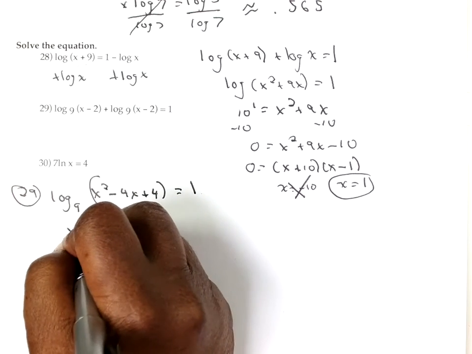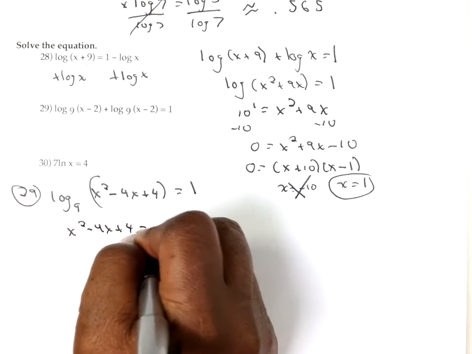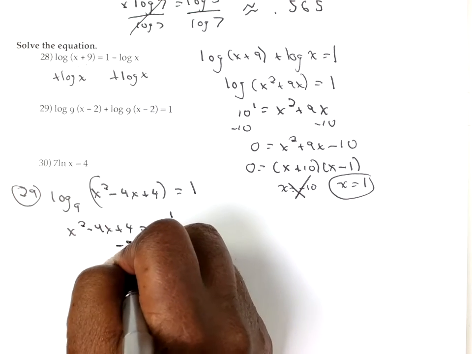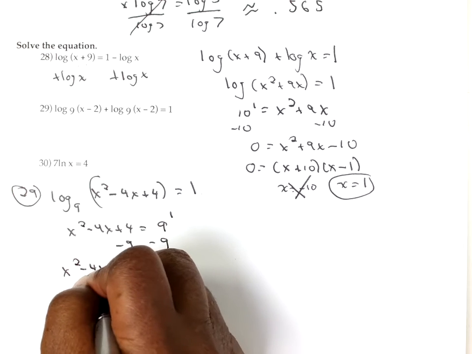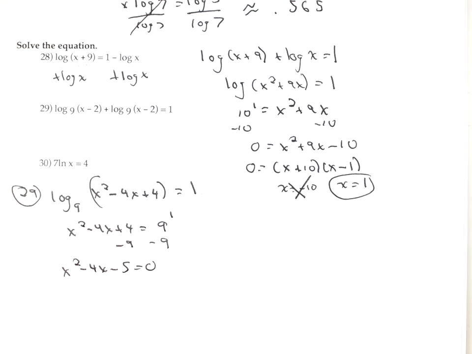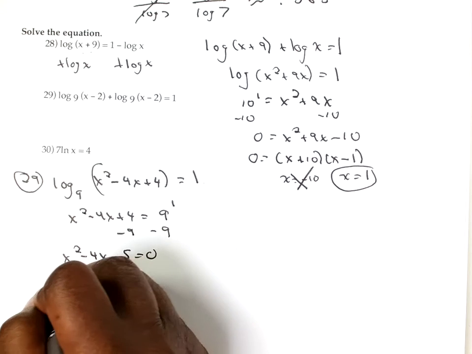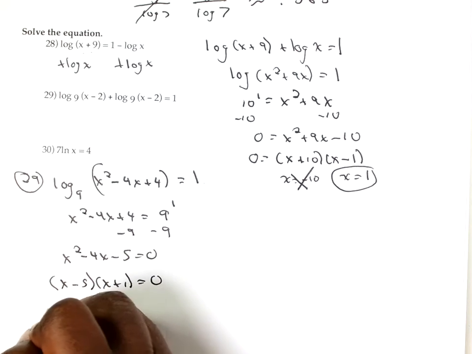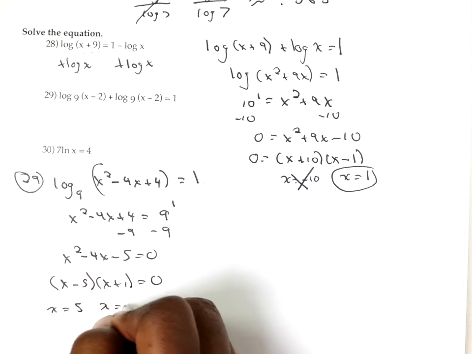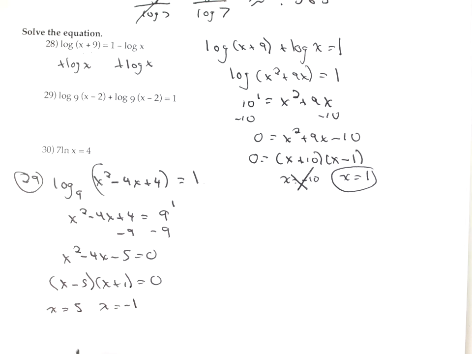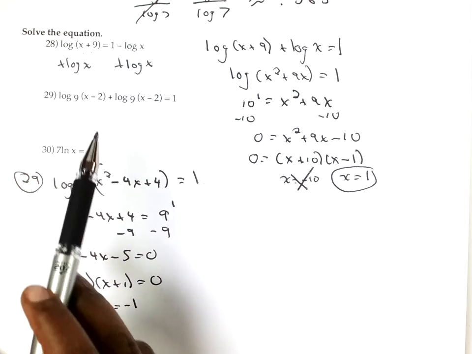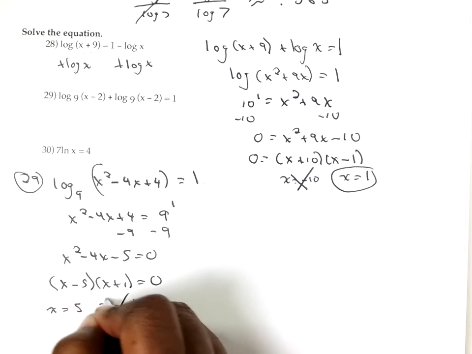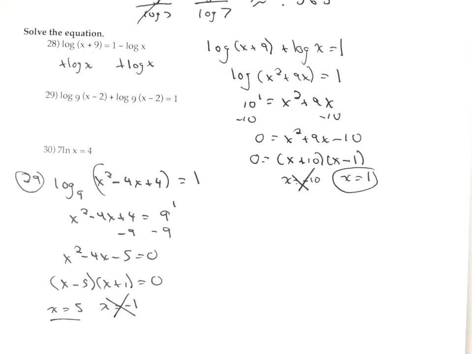And so we get x squared minus 4x plus 4 equals 9 to the first power. Subtract 9. And I get x squared minus 4x minus 5 is equal to 0. So that factors to x minus 5 times x plus 1. And my solutions are 5 and negative 1. And again, here's my original, so it definitely can't be negative 1. So I get x is equal to 5.